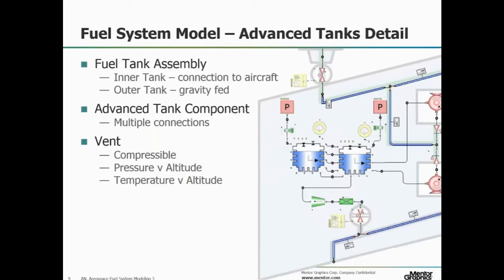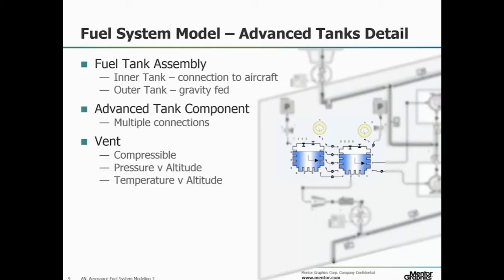Here's a detailed view of the left wing tank assembly in the aircraft model. The assembly is a combination of two new advanced tank components, an inner tank cell and an outer tank cell. All of the flow into the tank from the refueling gallery comes into the inner tank. Similarly, the pumps that supply the engine and crossfeed gallery draw from the inner tank only. The outer tank behaves like an overflow volume.